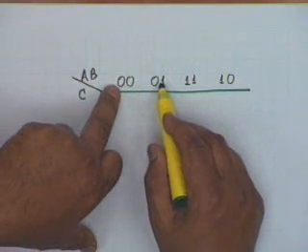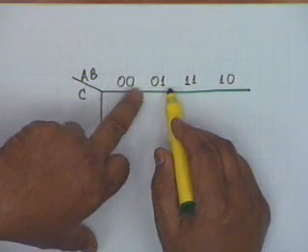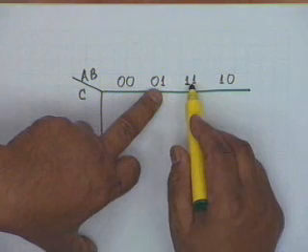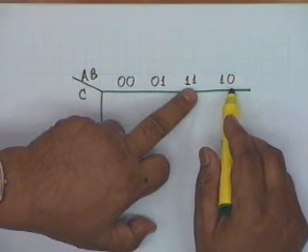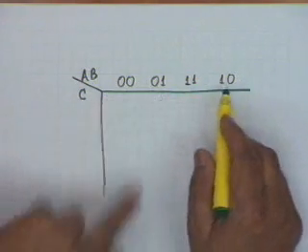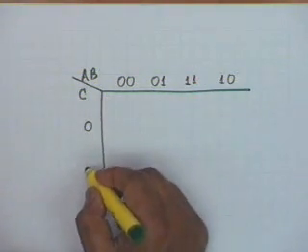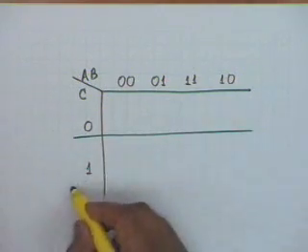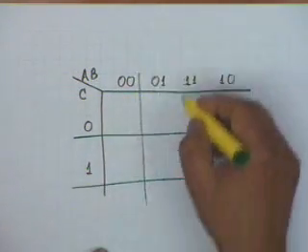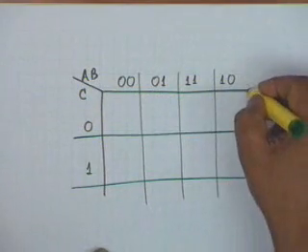0 0, 0 1, only the second bit is different. 0 1 and 1 1, only the first bit is different. 1 1 and 1 0, only the second bit is different. Okay, these are the possible combinations, and C can be either 0 or 1. Then you draw squares like this.